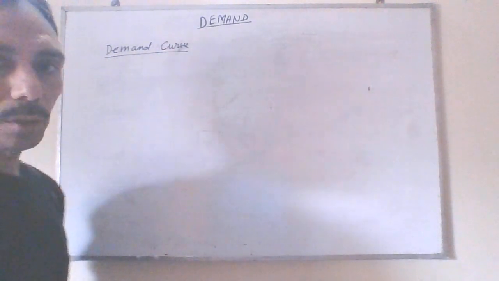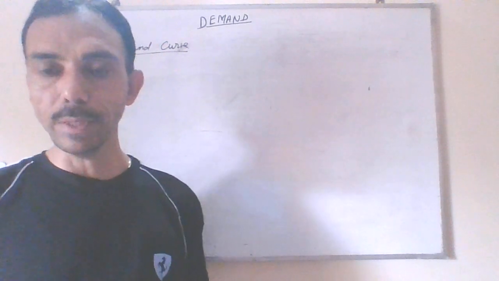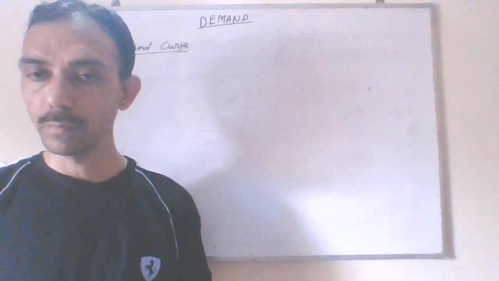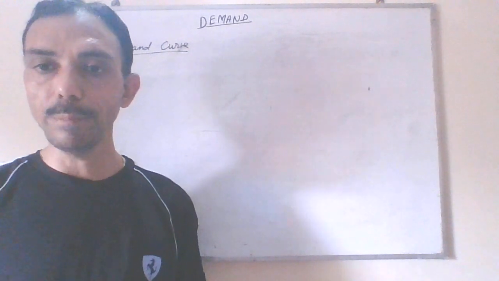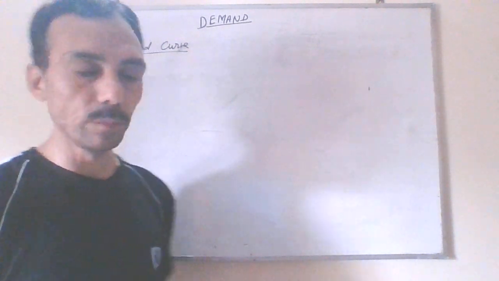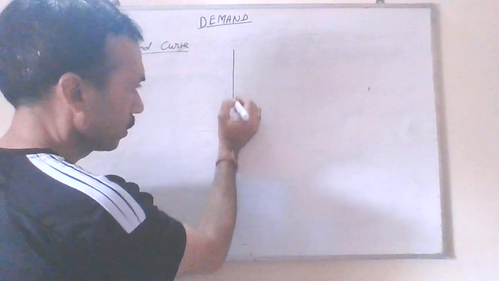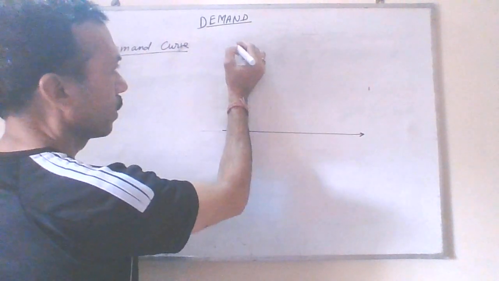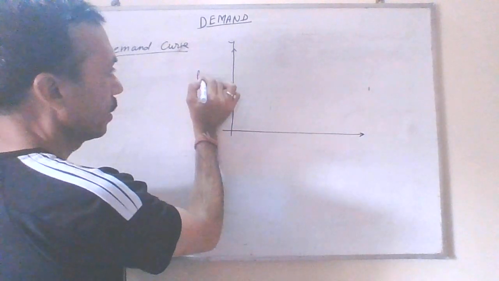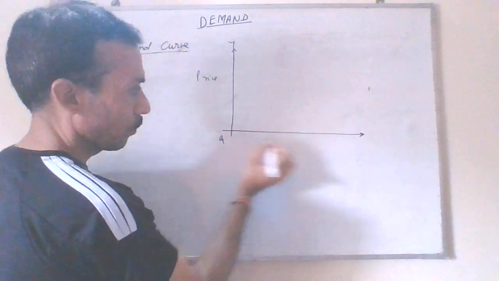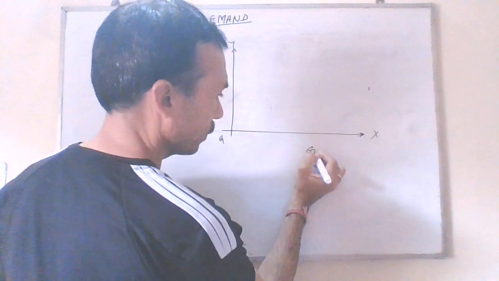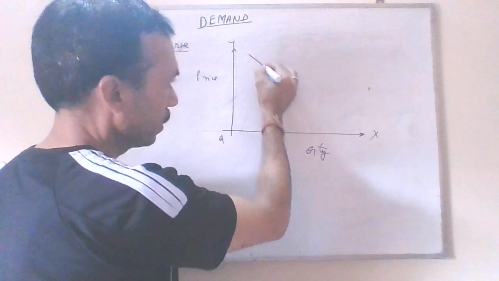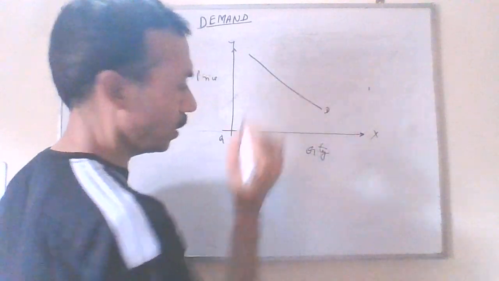Demand curve. A demand curve is a graphical relation between the various prices and quantities of a commodity, or we can say it is the graphical representation of the demand schedule. We take price on the y-axis and quantity on the x-axis, and this is the demand curve.